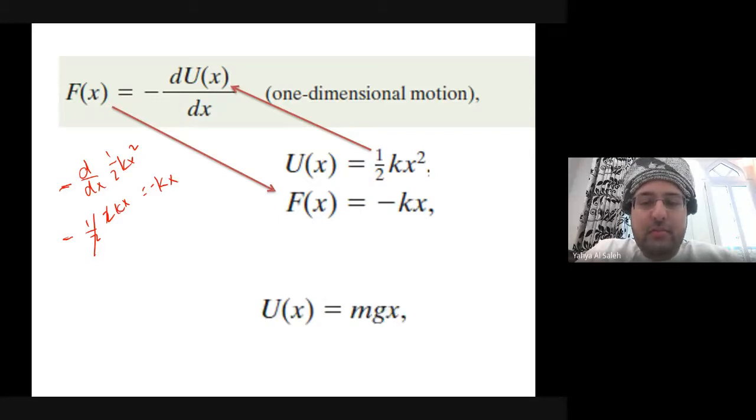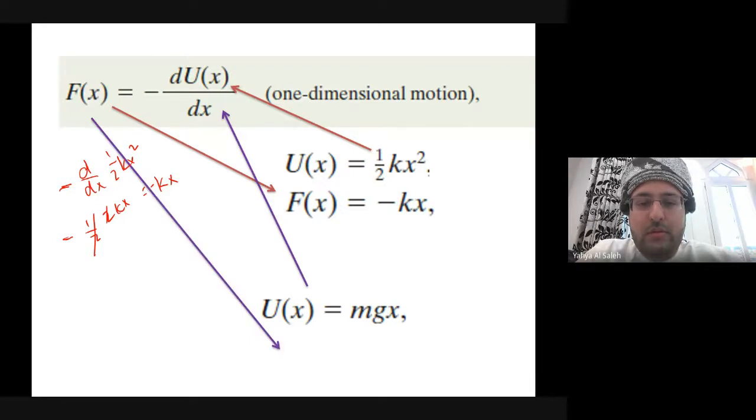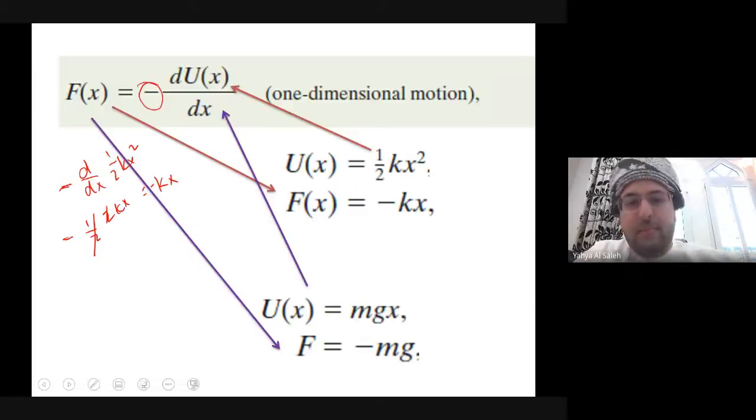Let's try another thing. U of x equals mgx. mgh, whatever. I'm going to put it as x so it's easier to use d by dx. Minus d by dx of mgx will be? Anyone? Minus mg. Yeah, remember we have a minus sign here. So we have a minus mg, which is m times g, and the g is downwards. Okay, very simple so far.